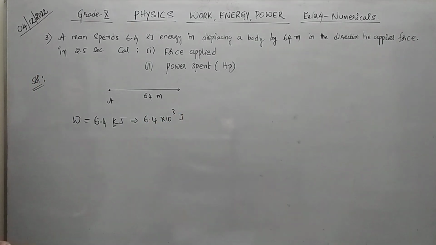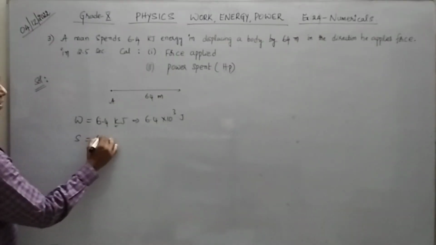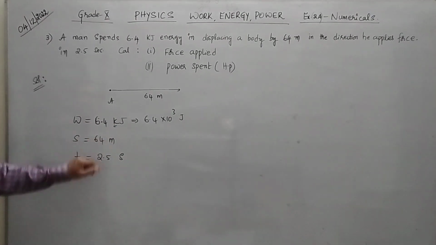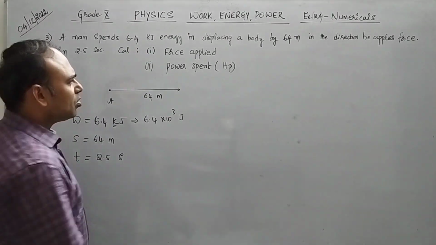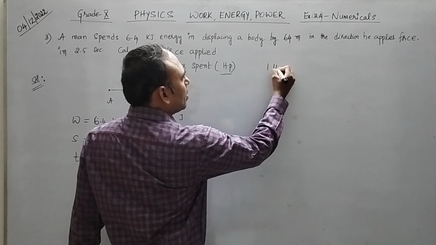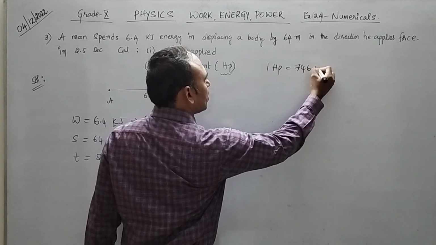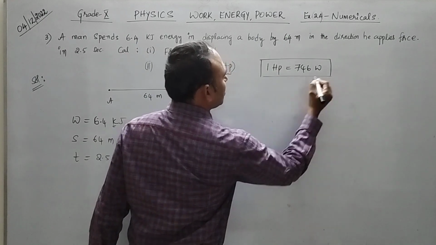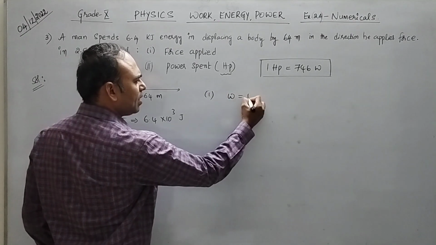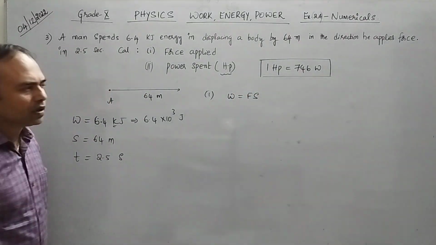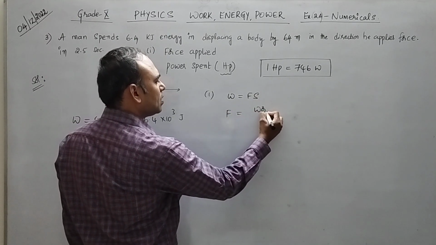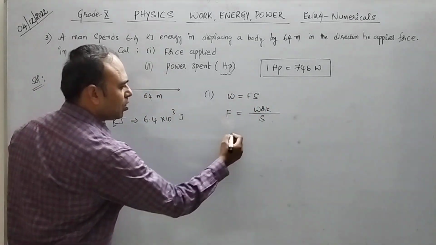So work done. Now what is given? Displacement, yes, 64 meters, and time 2.5 seconds. They are asking to calculate force as well as power. And one more important thing is power in horsepower, that is not in watt, and we should know that 1 horsepower is equal to 746 watt. Using this relation you can convert this. Now first question, what is force? Before that, let us see work done is force into displacement. Now how do we get force? By sending this to the other side we can say that force is work done by displacement. What is work done?